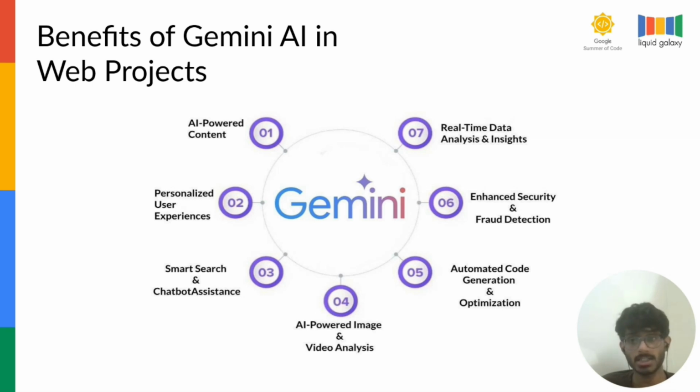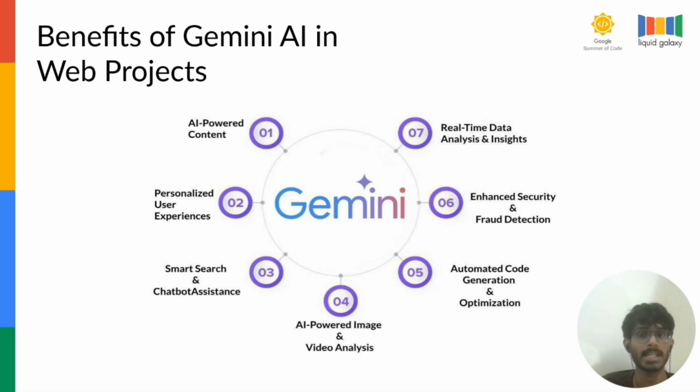Security is a crucial concern for web applications, and Gemini AI helps detect anomalies, prevent fraud, and enhance cybersecurity measures. It can analyze patterns to identify suspicious activity, ensuring safer online interactions. So the last one, real-time data analysis and insight.